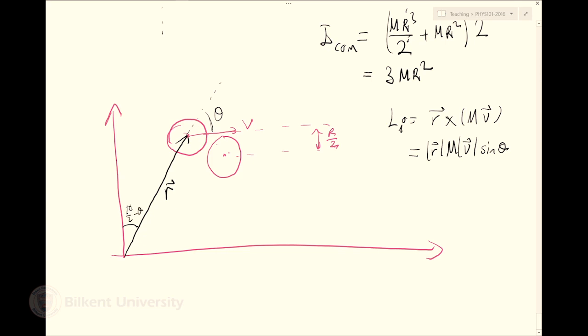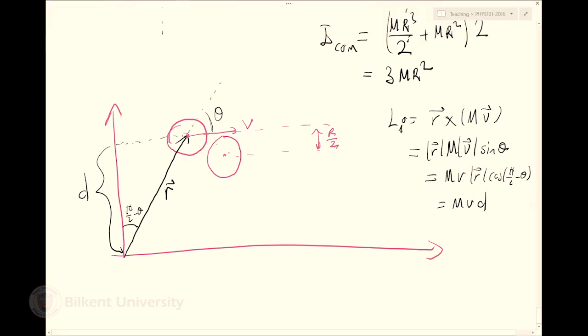So it's pi over 2 minus theta, right? So if I call this distance d, sine theta is cosine pi over 2 minus theta. So it's mv r cosine pi over 2 minus theta. So it's going to be mvd. Okay?